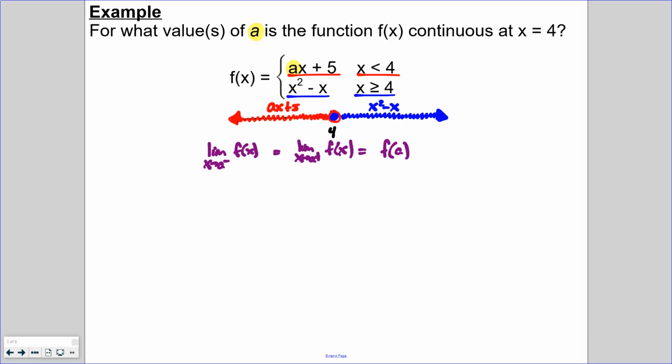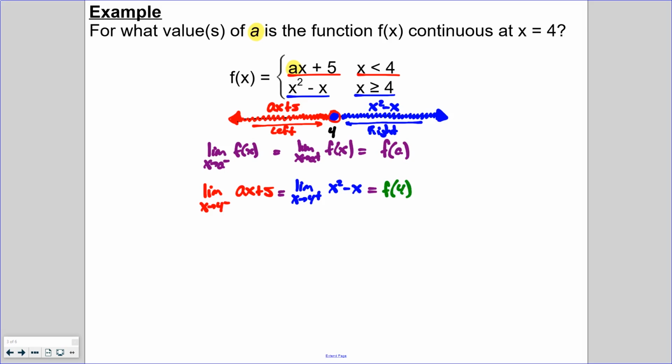We're first looking at the limit from the left, and when we approach 4 from the left, we can see that we're going to use the expression ax plus 5. So that means we're going to have the limit as x approaches 4 from the left of ax plus 5. Now that has to equal the limit from the right. As we approach 4 from the right, we're going to be using the expression x squared minus x. So that'll give us the limit as x approaches 4 from the right of x squared minus x. And I apologize, I did say 2 just a second ago. And then finally we are looking for f of a. In this case, f of a is going to be f of 4.